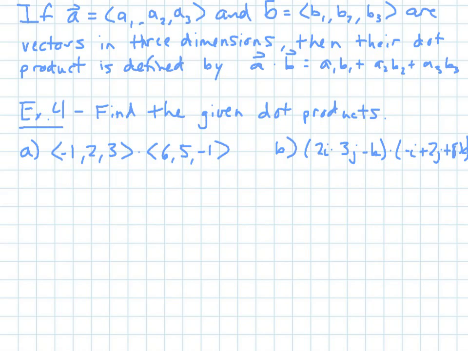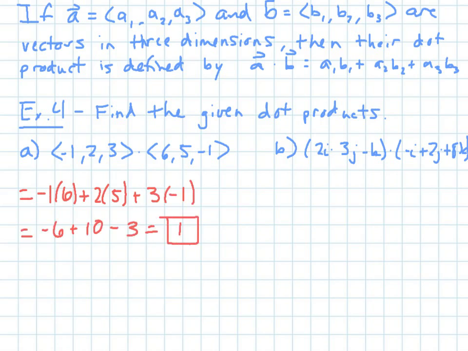So here I have some dot products to do. For this one, -1 would be multiplied by 6, plus 2 times 5, plus 3 times -1. And so -6 plus 10 minus 3 will get me 1. And that would be the dot product of those two vectors.